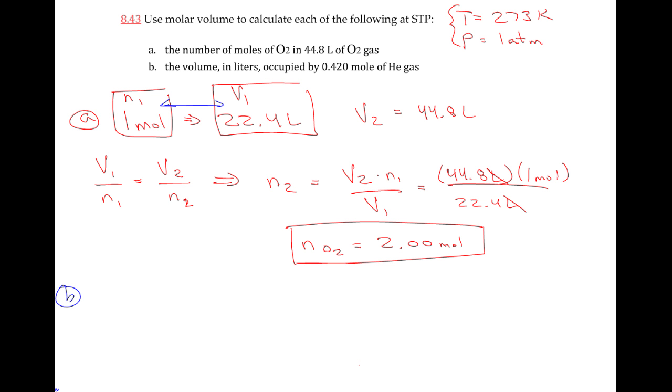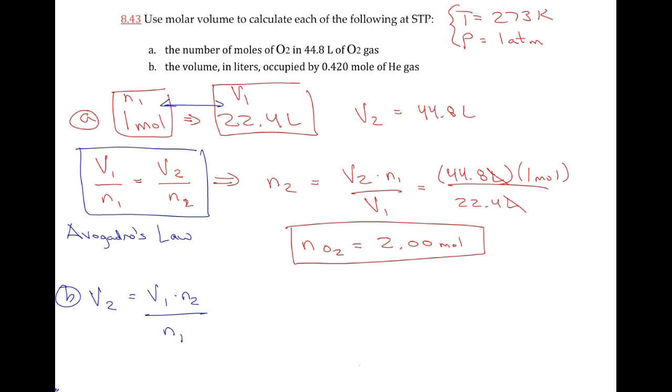So again, we can apply the same formula. We can still use Avogadro's law. So we're going to use the same law, except this time we're going to solve for V2 because we're looking for the volume in liters. So V2 will be equal to V1 times N2 divided by N1, like that.